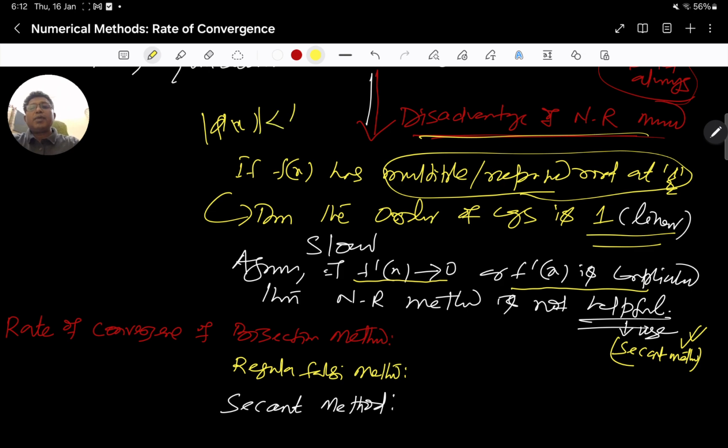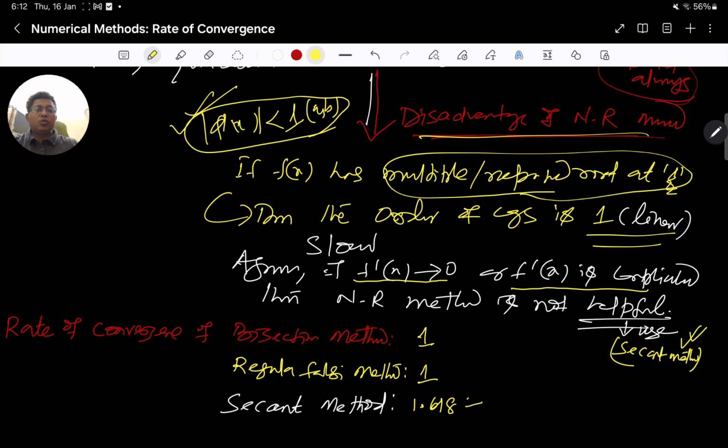If we get it very suitable in [a, b], then the root is very close and the rate of convergence is high here. Anyway, this NR method is an ideal method except the multiple root cases. Now let me tell you the rate of convergence of bisection method is 1 here. The rate of convergence of regula falsi method is also 1, but the secant method is 1.618, which is the same as 1.62. So after NR method, the secant method is the next best method as far as the rate of convergence is concerned.